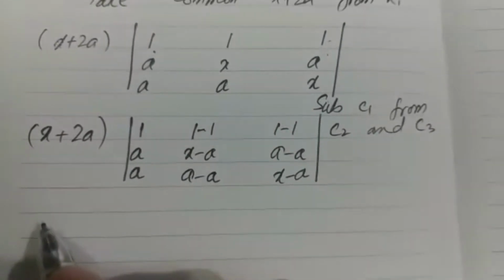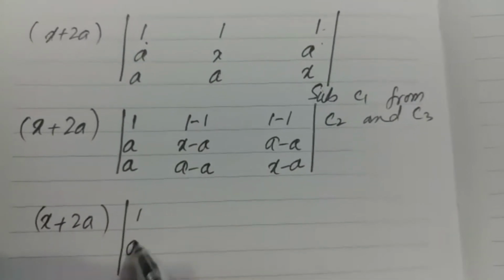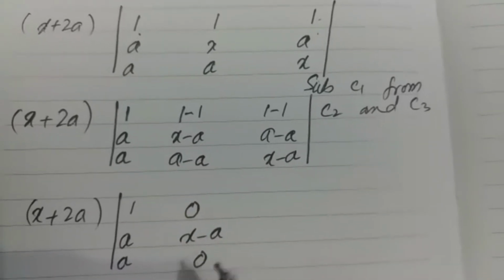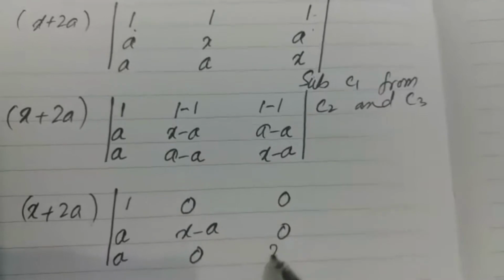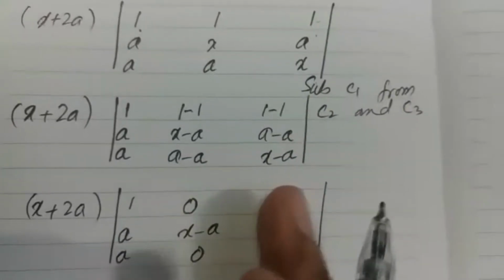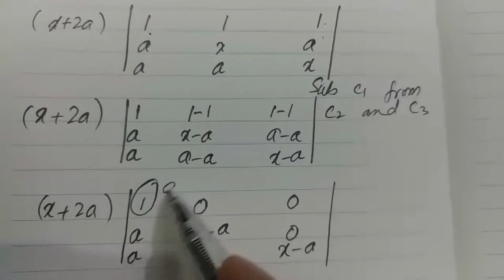Now what we have got in the next step: X plus 2A the same, 1, A and A, then 1 minus 1, 0, X minus A, and then again 0; 0, 0 and X minus A. Students, the two elements of R1 are converted into 0. Now when we have to expand, we expand from A11. This is the advantage of converting the two elements of R1 into 0, that when we expand, we can expand with the help of A11.